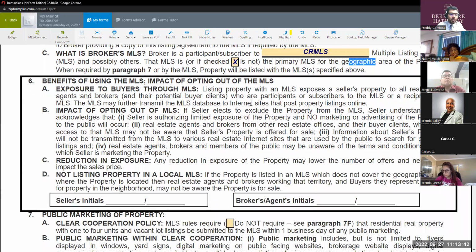Now, what are the benefits of using the MLS and the impacts of opting out of the MLS? Well, we know the benefit is that the MLS most likely is going to feed into Zillow, Trulia, Redfin, Realtor.com, and all this bunch of websites. Your listing is going to be uploaded to those sources. Now, if the seller decides to opt out of the MLS, most likely it's not going to get listed on the MLS. That's one thing. It won't go to Zillow, Trulia, or any other websites.